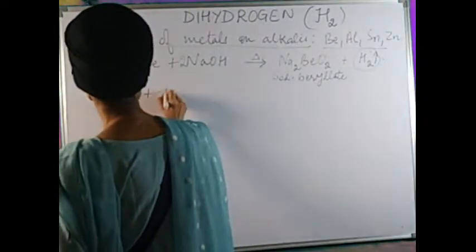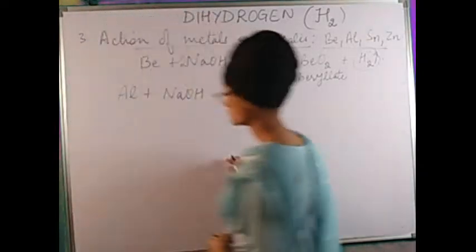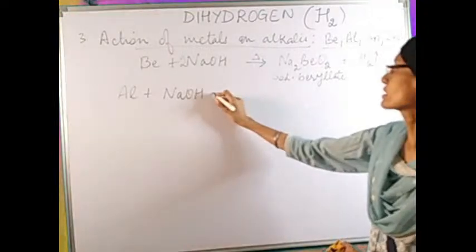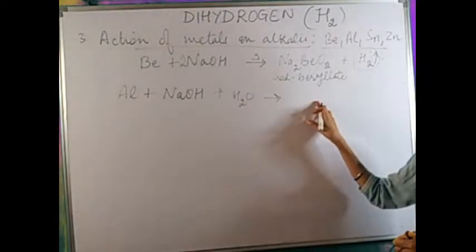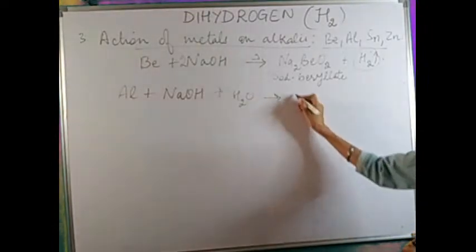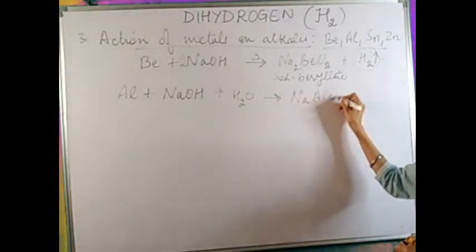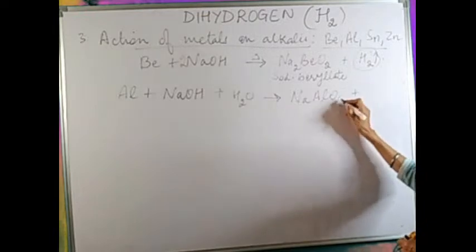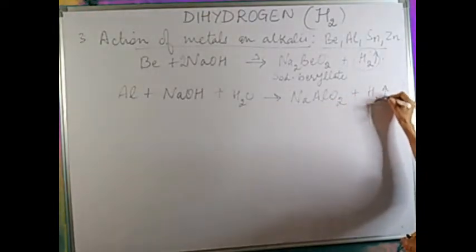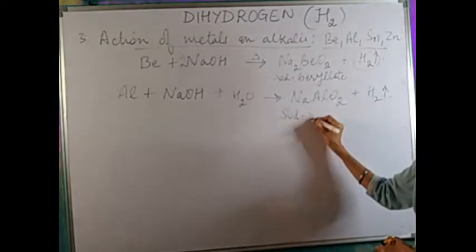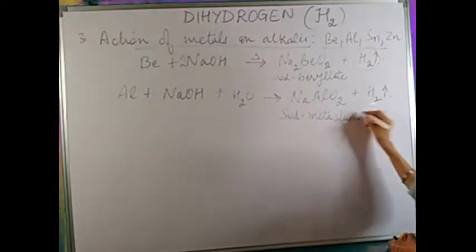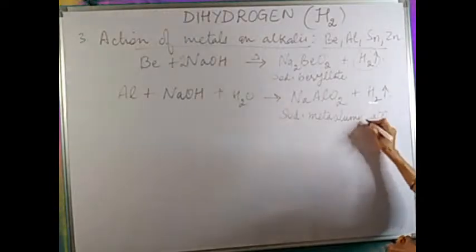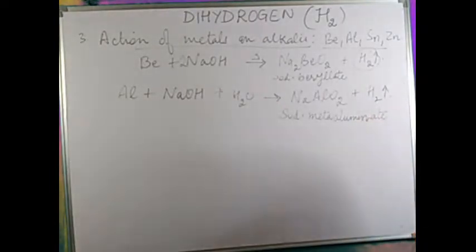Aluminium also reacts with sodium hydroxide, and it reacts in the aqueous medium. So here the salt formed will be sodium metaluminate, and dihydrogen is also formed here. This is sodium metaluminate. So let us balance the equation.